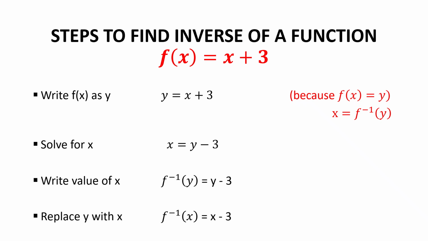We can find the inverse of a function by following these steps. Start with the original function. We can write this f of x as y because y and f of x are equal. Then solve for x. After solving, write the value of this x from this equation. So it's f inverse of y. But we need f inverse of x. For this, replace y with x everywhere to get the inverse of the function.